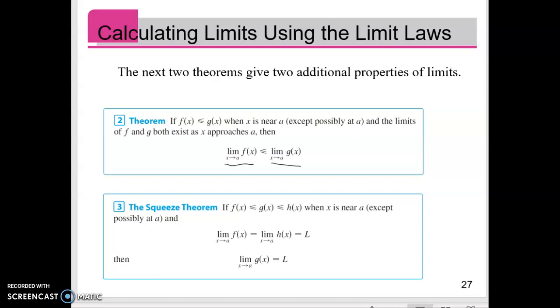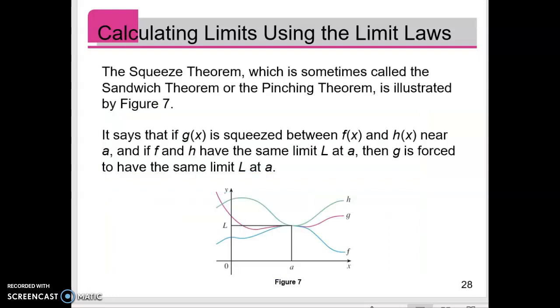So let's bring in a third function. f is less than or equal to g is less than or equal to h, when x is near a, except possibly at a. Here's the big deal. The smaller function, which is f, that's the guy on the bottom, the limit there as x approaches a, if that's equal to the limit of the bigger function, which should be on top. So if I drew a picture of this, here's your picture. f is on the bottom, f is always less than or equal to g, h is always greater than or equal to g, and g was in between.